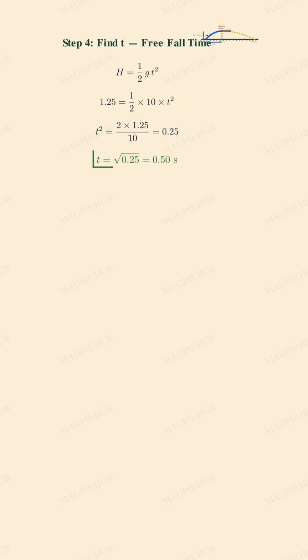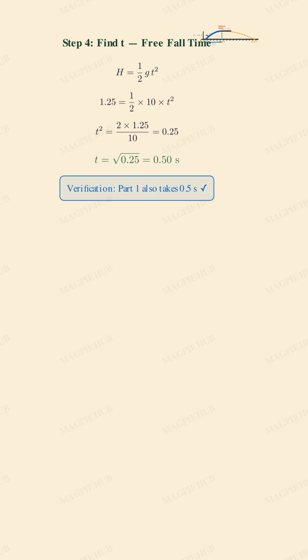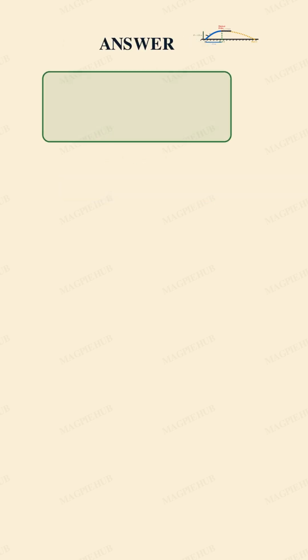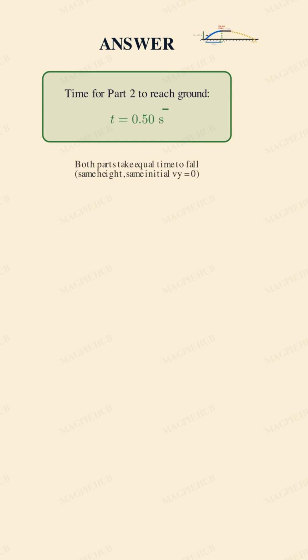Notice this is exactly the same as part 1's fall time of 0.5 seconds. This confirms our answer, both parts hit the ground at the same time because they fall from the same height with 0 vertical velocity. The answer is t equals 0.50 seconds. Both parts take exactly the same time to reach the ground because they both start from the same height with 0 vertical velocity.